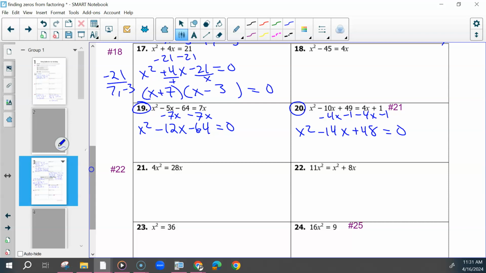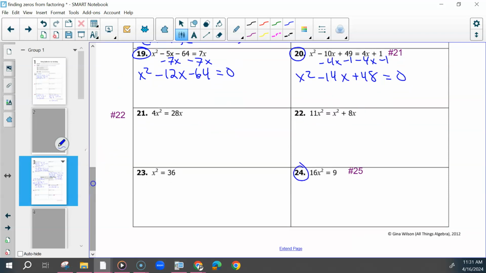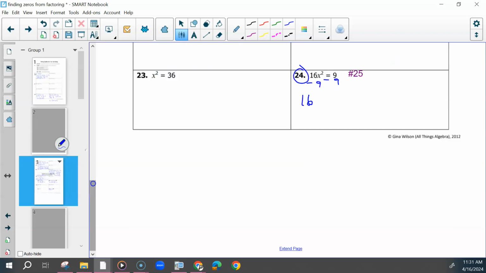Do we want to see the answers to either of these, not both? Which one? 24 we can do. In solving 24, how would we do that? Difference of squares, perfect squares, same thing. So those two factors would look like what? 4x minus 3. Or 4x. 4.